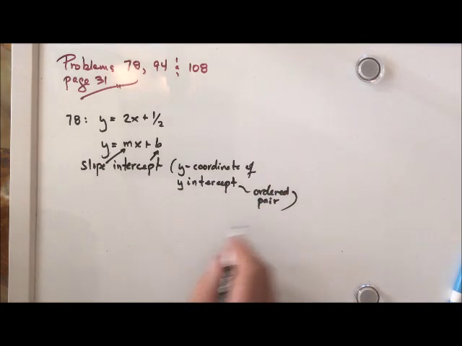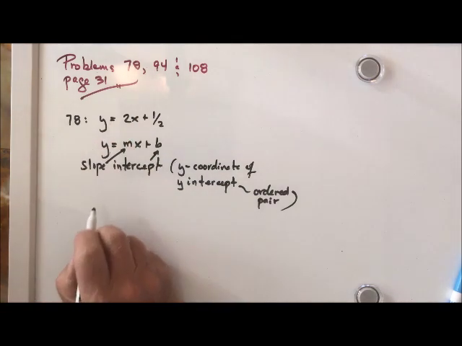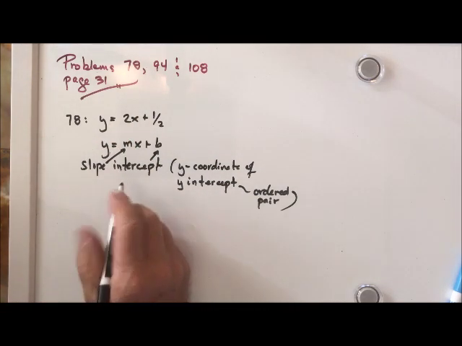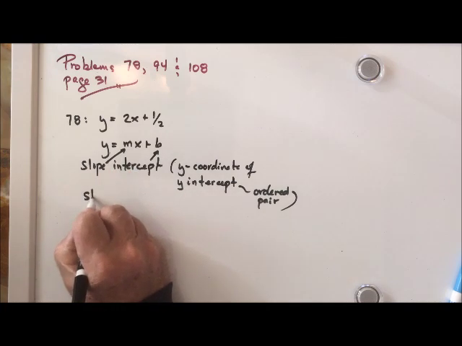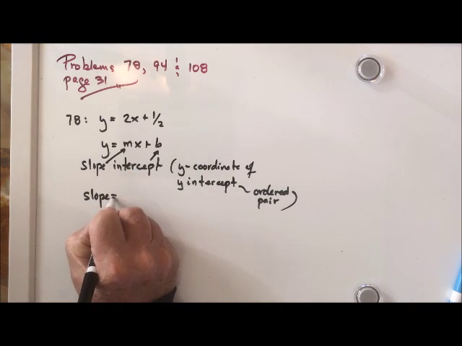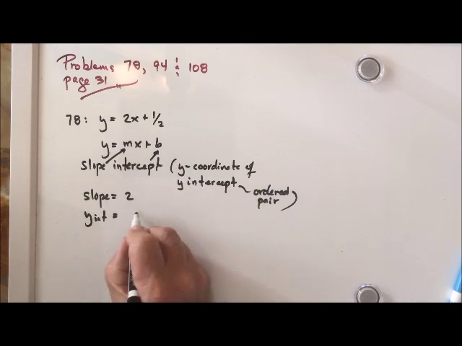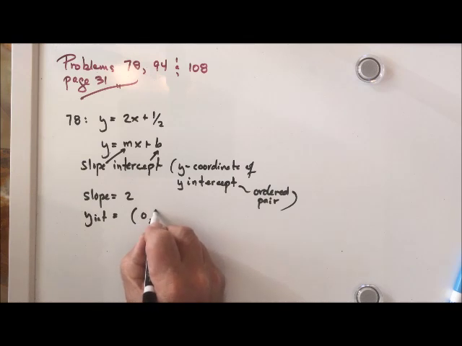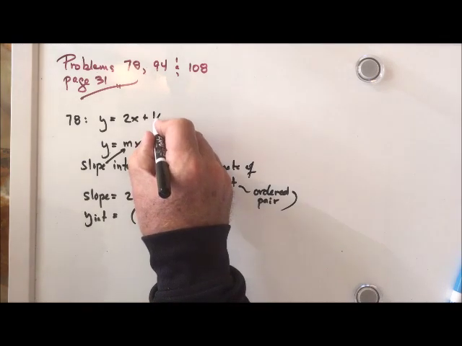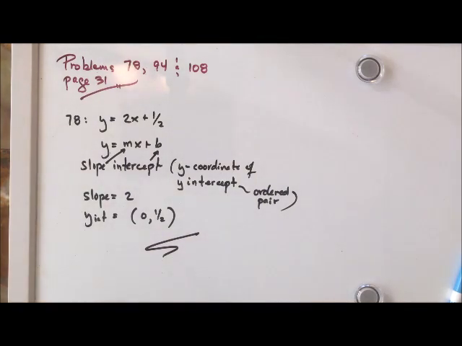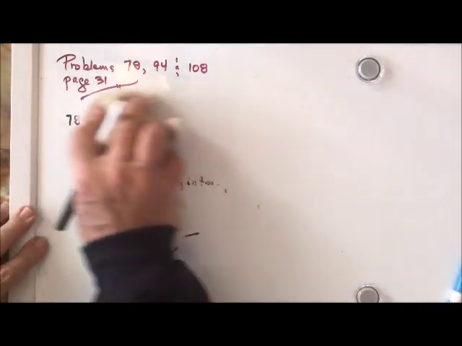Right? So with that information, you can look at problem 78. There's really no work here to do. We just do this by inspection. The slope in question is indeed 2. The y-intercept is indeed the point (0, 1/2). 1/2 is again the y-coordinate of the y-intercept. Good enough. Let's move on to 94.